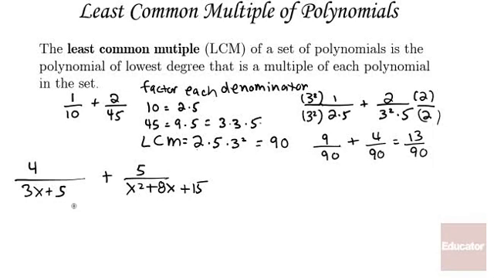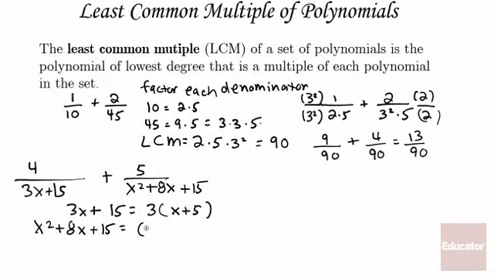So for this first one, I have 3x plus 15. I'm going to factor that out to 3 times x plus 5. Right here, x squared plus 8x plus 15. Well, factors of 15, 1 and 15, that's going to be too large to add up to 8. So let's try 3 and 5. This could be x plus 3, x plus 5.